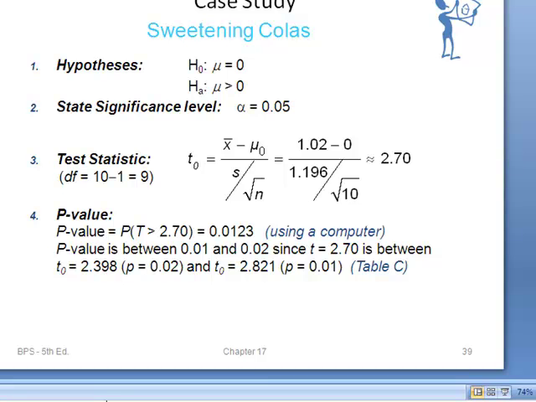But if you look by technology, the p-value was 0.0123. That is definitely in between those two numbers, so it all works out. But even if we just knew that the p-value is between 0.01 and 0.02, we know that it is definitely less than 0.05. So just by capturing it, we know we're going to reject the null hypothesis. As well, using the computer to get the more exact answer of 0.0123, we see that the p-value is less than our alpha of 0.05, and we would reject.